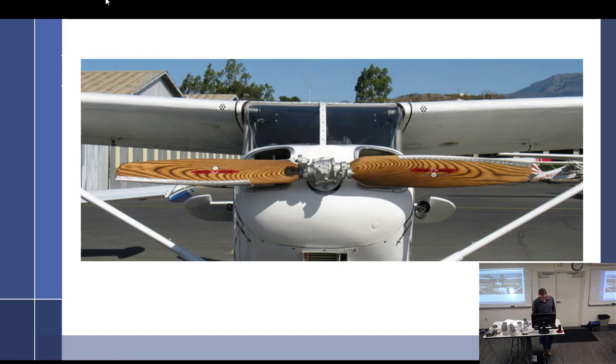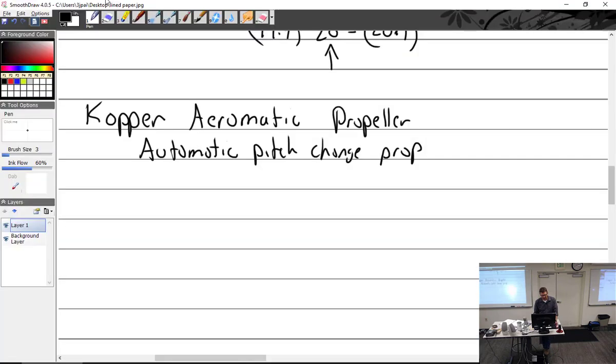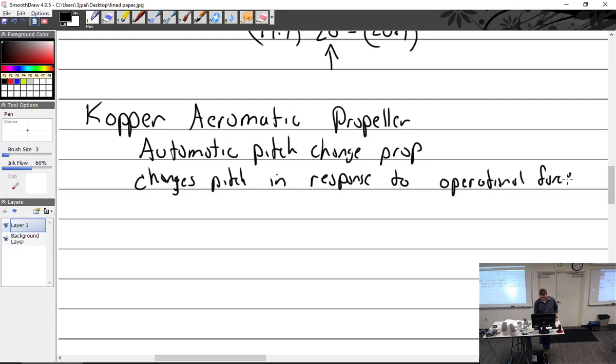But the Aeromatic propeller automatically changes pitch in response to operational forces. I could write that: automatic pitch change, changes pitch in response to operational forces. So what do you think that means? This places the best load on the engine for optimal performance.